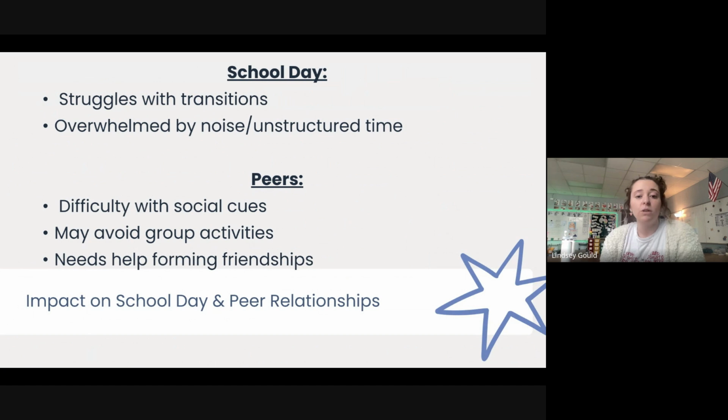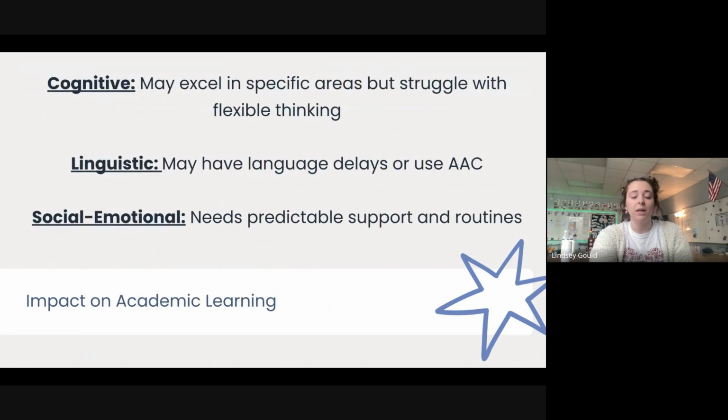And then their peers. So, difficulty with social cues, may avoid group activities, and then need help forming those friendships. So, just that support in that social interaction with their peers. And then impact on academic learning. So, cognitively, they could excel in specific areas, but might struggle with thinking beyond the black and white of education. Linguistically, they may have language delays, or as we said, if a student is non-speaking, they might use an AAC device or communicate in different ways. And then social-emotional just needs predictability. We've talked about the support and then keeping a consistent routine.